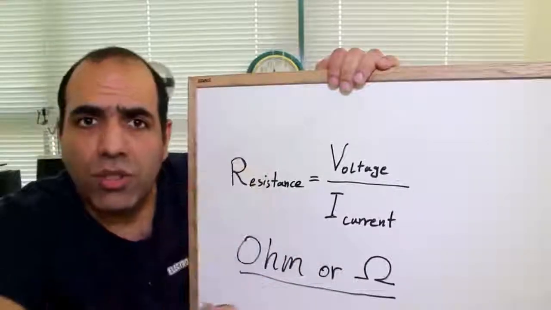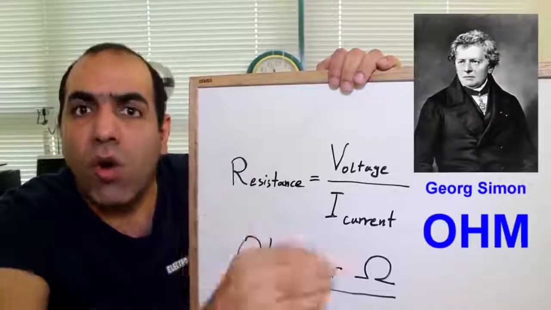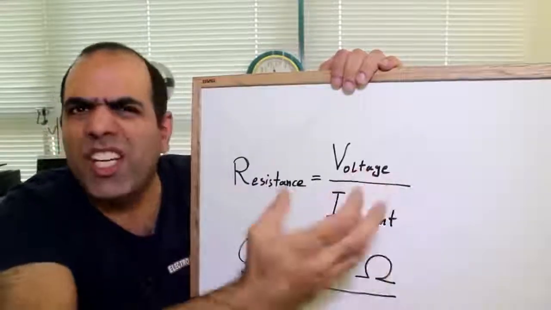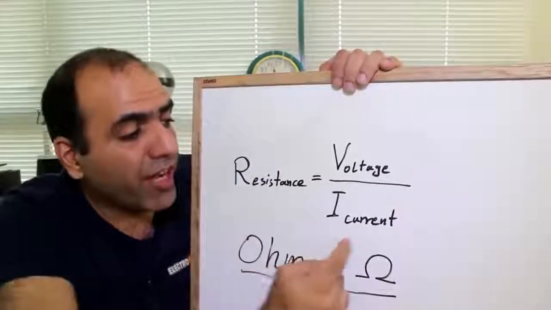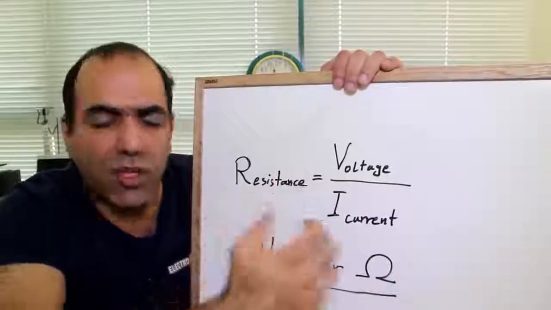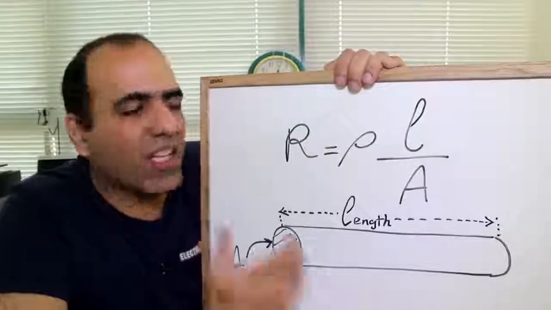Ow! Ow! And so the resistance of a conductor was defined by Georg Simon Ohm as the amount of voltage or energy per charge required to create a certain amount of current through the conductor.